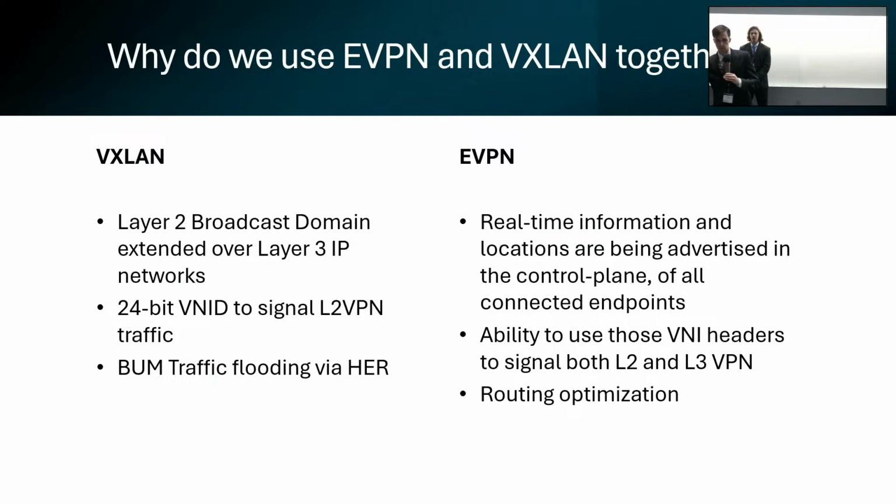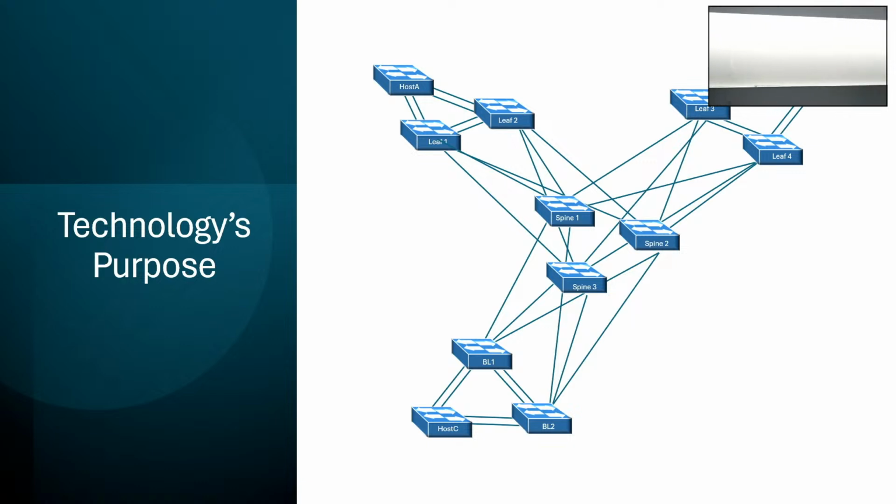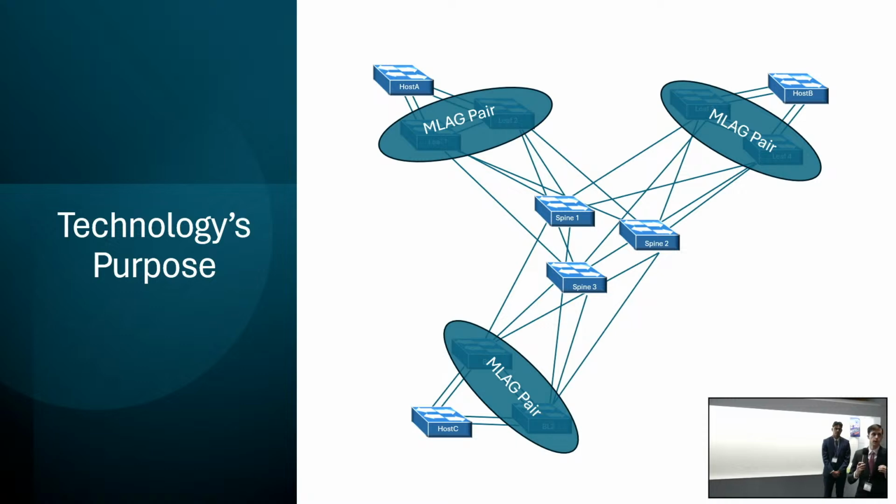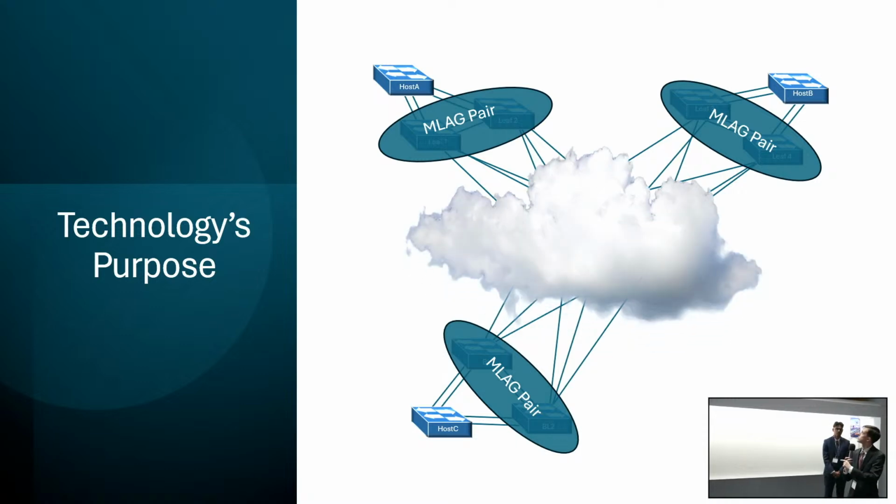VXLAN uses head-end replication of BUM traffic. This means traffic is only sent to relevant destinations. And finally, EVPN provides isolation, meaning multiple tenants can remain on the same physical infrastructure while maintaining a logical separation. On the next slide, this is what our physical topology looks like. Once our technology is done with it, MLAG will turn those two leafs into an MLAG pair, and VXLAN and EVPN will turn those routers into one point. From an endpoint perspective, host A sees that MLAG pair as one device, and likewise for those routers. It doesn't matter if you have 100 routers underneath that cloud, it's not going to change much.